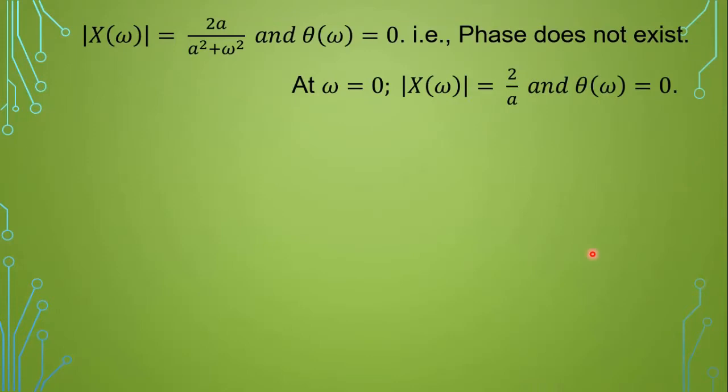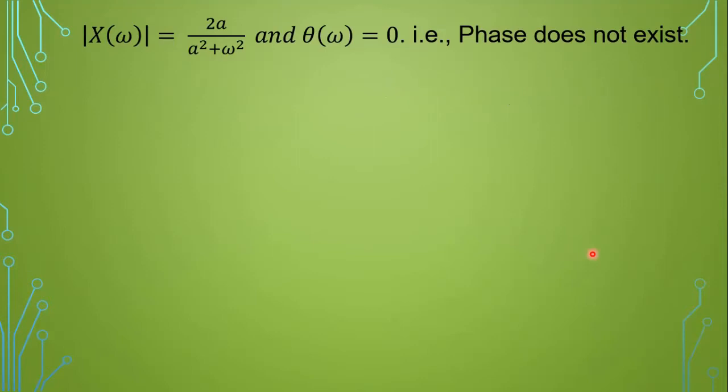If omega is equal to 0, what is the magnitude value? If omega is equal to infinity, what is the magnitude value? If omega is equal to minus infinity, what is the magnitude value? And similarly calculate the phase angle. How to calculate the phase angle? Tan inverse of imaginary part by real part. So in that equation, substitute various values of omega, from minus infinity to plus infinity. Calculate the corresponding phase angle values.